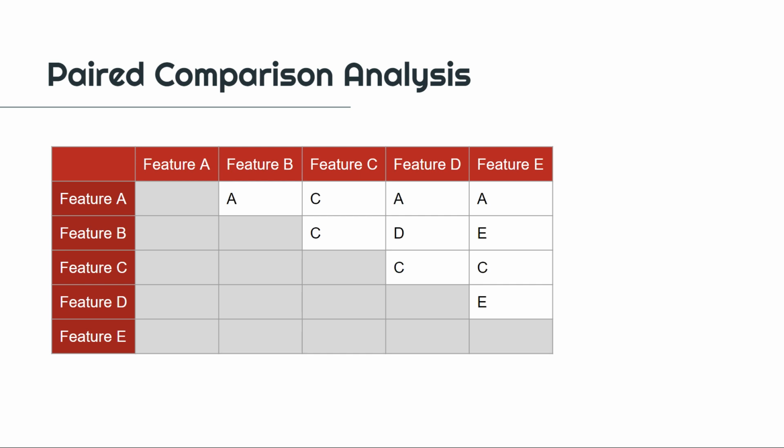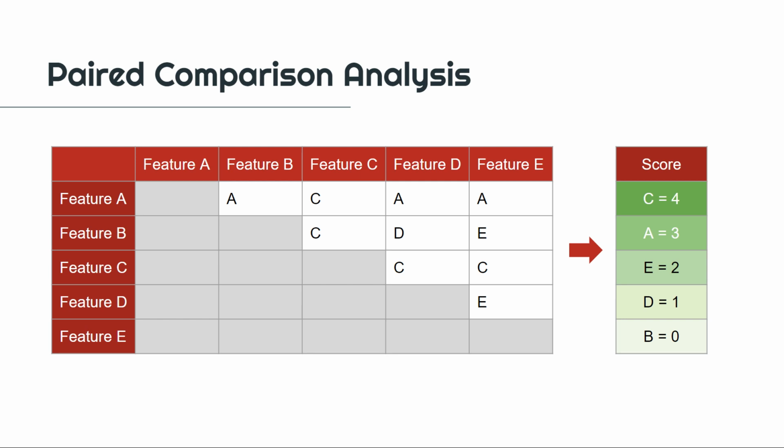After completing this table, we collect how many times we get C, how many times we get A, how many times we get E, and based on the score, we order these features. Based on this table, feature C should be executed first, and then feature A, and then feature E.